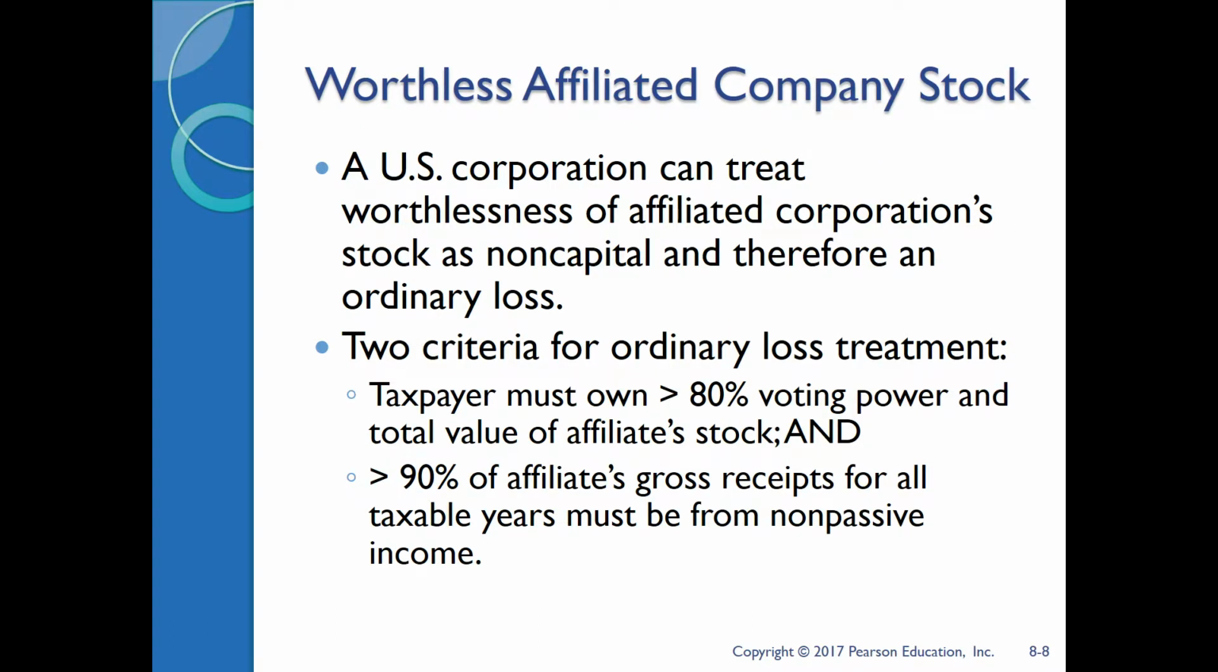Worthless affiliated company stock: a U.S. corporation can treat worthlessness of affiliated corporation stock as non-capital and therefore an ordinary loss. Two criteria, however, must be met for ordinary losses. The taxpayer must own more than 80% of the voting power and total value of the affiliate stock, and more than 90% of the affiliate's gross receipts for all taxable years must be from non-passive income.